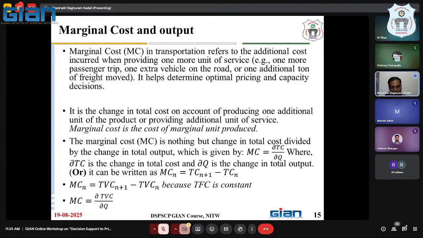Okay, let's understand more about the marginal cost value. In transportation, it refers to the additional cost incurred when providing one more unit of the service. That may be one additional passenger trip, or one additional vehicle on the road, or even one additional ton of operation of the vehicles moving on a specific route category.